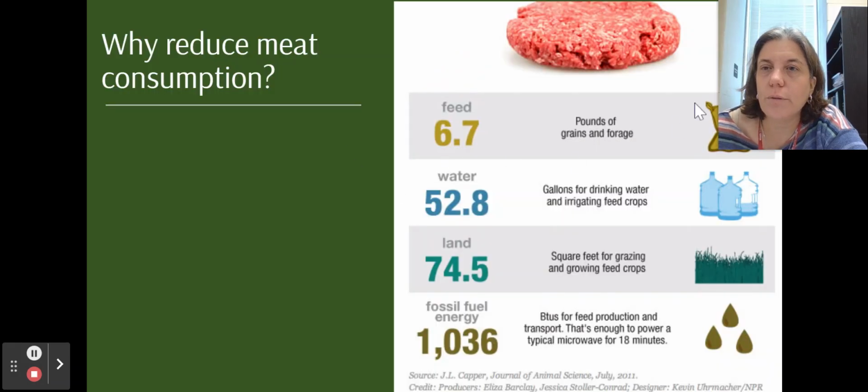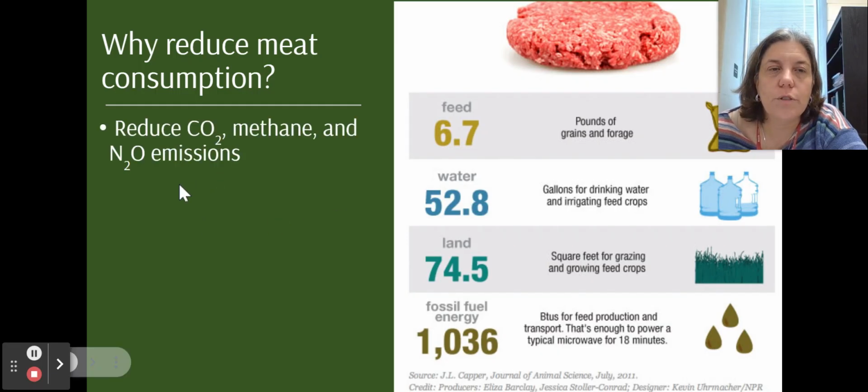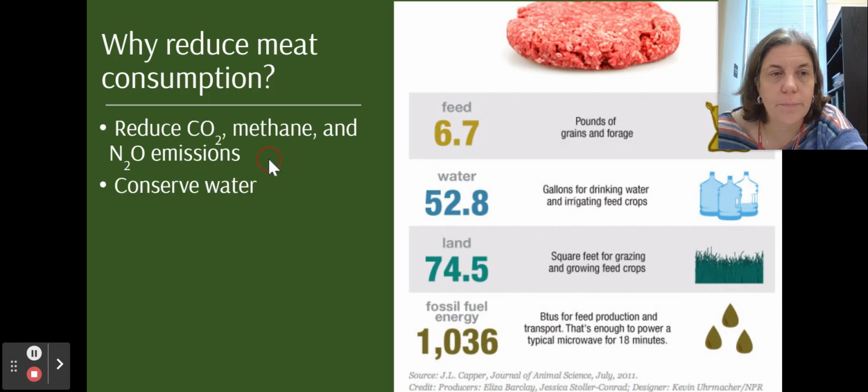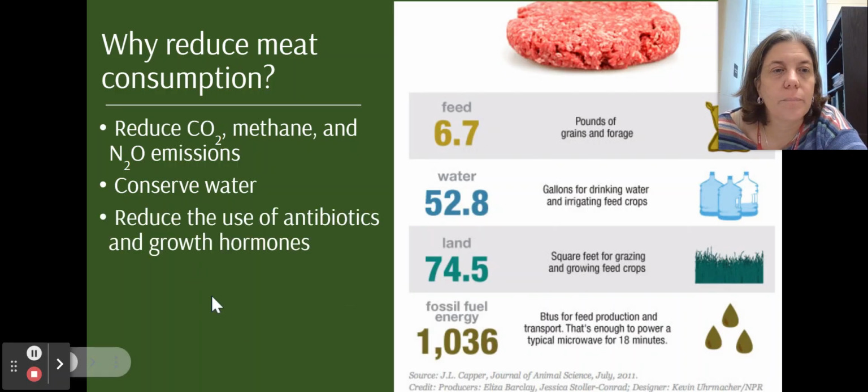Okay, so why should we reduce our meat consumption overall? It's going to reduce CO2 emissions, methane, and nitrous oxide emissions. So lots and lots of greenhouse gases will be saved from going into the atmosphere if we don't eat as much meat. It will conserve water. You can see that it takes 52 gallons of water for irrigating feed crops. And so it's going to take a lot of water for just growing enough beef to make one hamburger.